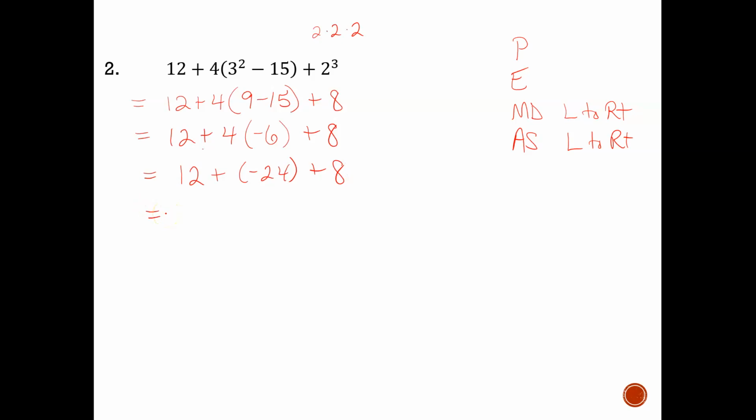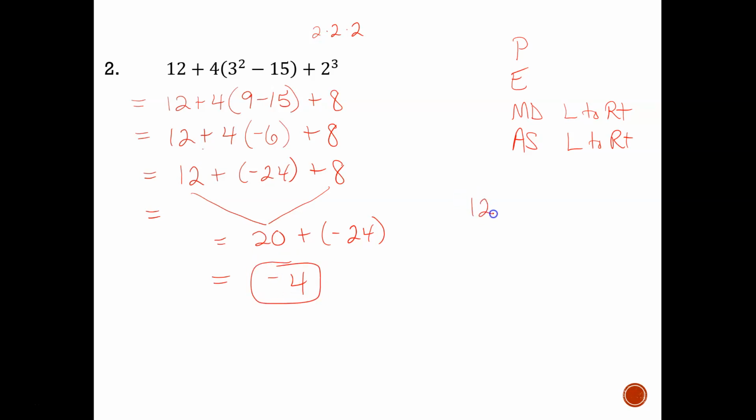Now we've just got addition left. And remember, it does not matter what order you do addition in. If you prefer to do the 12 plus 8 first, you can. So we'll go ahead and work it that way. 12 plus 8 is 20. And then I'm just going to bring down my plus negative 24. Different signs, subtract, take the sign of the larger.